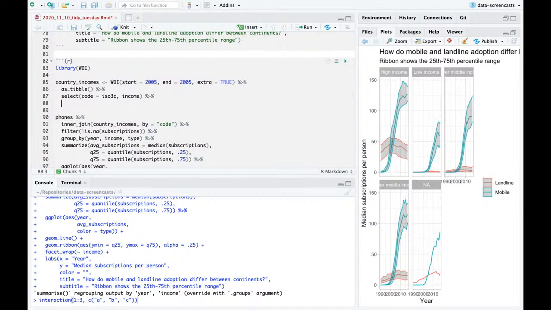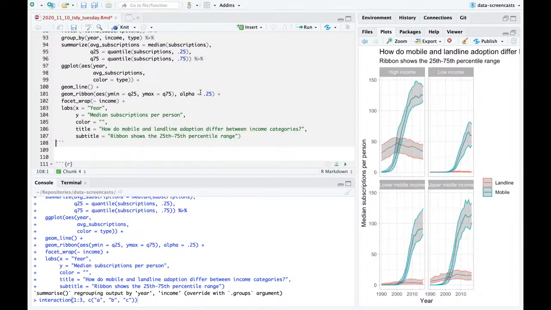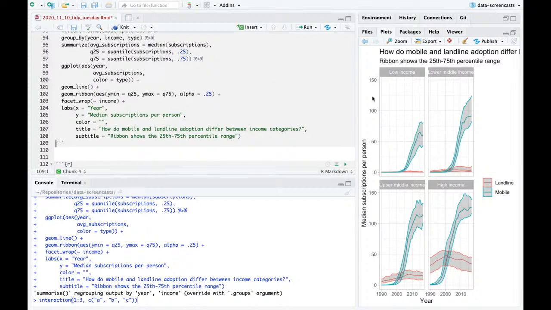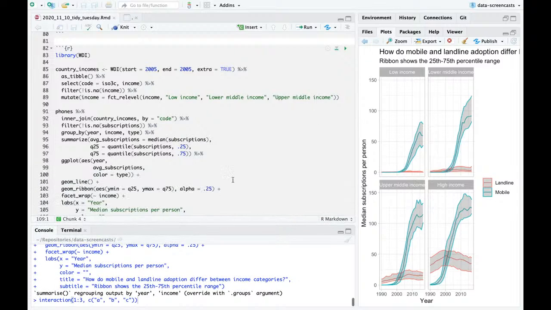It's weird to me that there's an NA income. Not that weird, I guess, it's happened. Okay, and the other thing that I need to do here is mutate income with fct_relevel. The problem is this is not in the order I was hoping for, so I can relevel income to be, let's do ascending: low income, lower middle income, upper middle income. I don't need to put the last one because it brings those to the front. And just by doing that reorder, I'm able to get a better visualization.